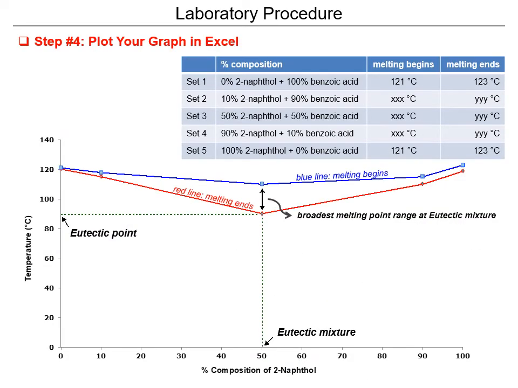If you were to have actually performed this experiment, you would have obtained a set of data right here. And so you would use this data having your names of your compounds here, and the melting point begins right here, and the ending melting points right here. And then you would just plot them in Excel, and you'll notice that familiar shape of the V right here.